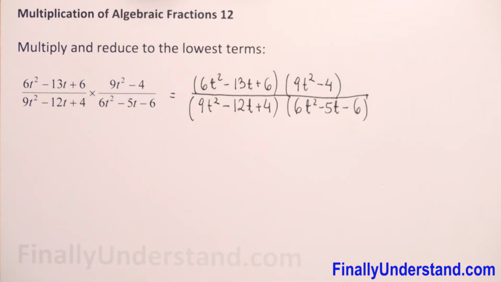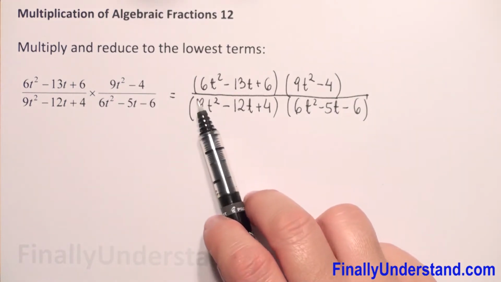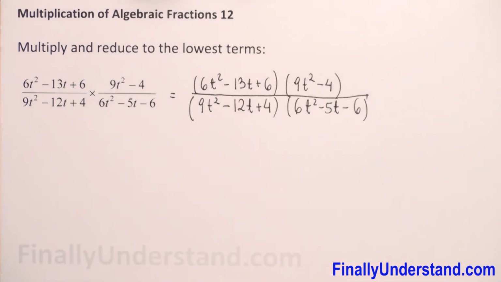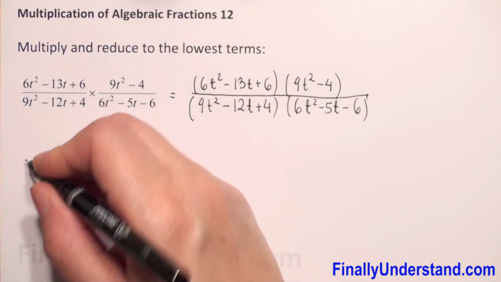Next, we have to reduce to the lowest terms. So to reduce, we have to have the same expressions in parentheses. So first, we have to use the grouping method to rewrite our first general quadratic trinomial. So let me copy this trinomial.